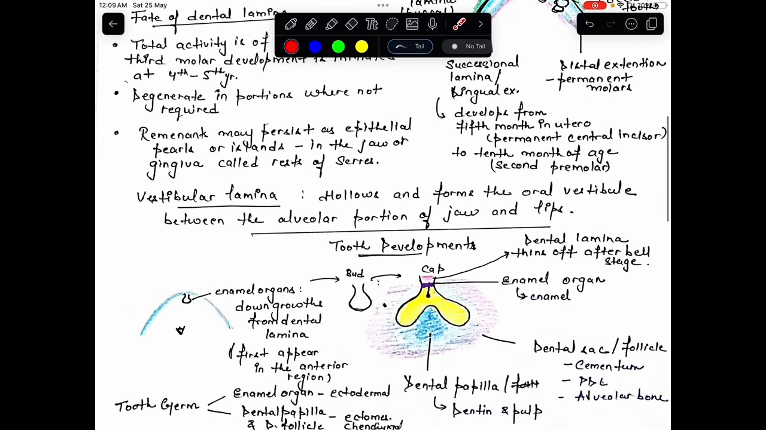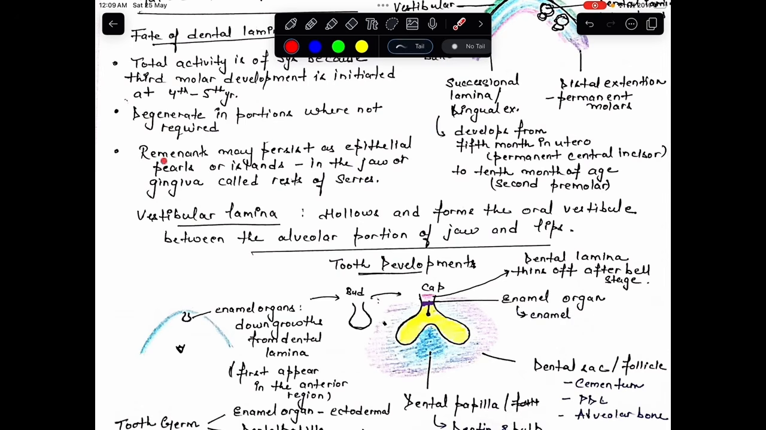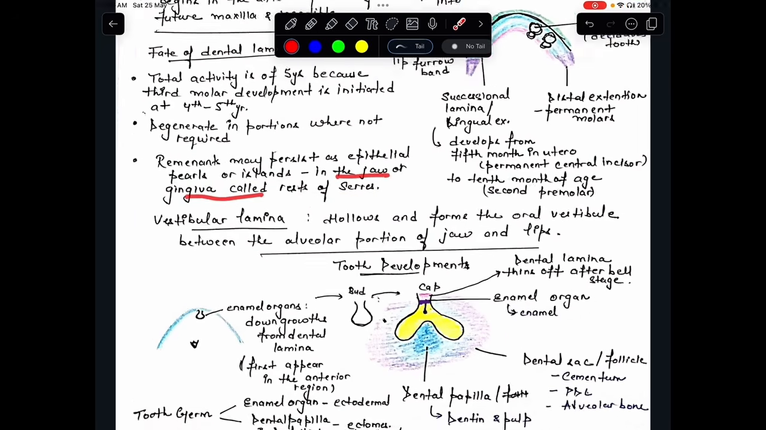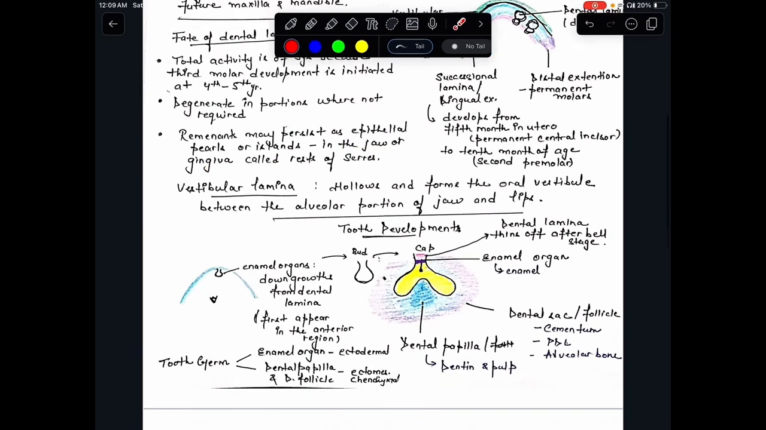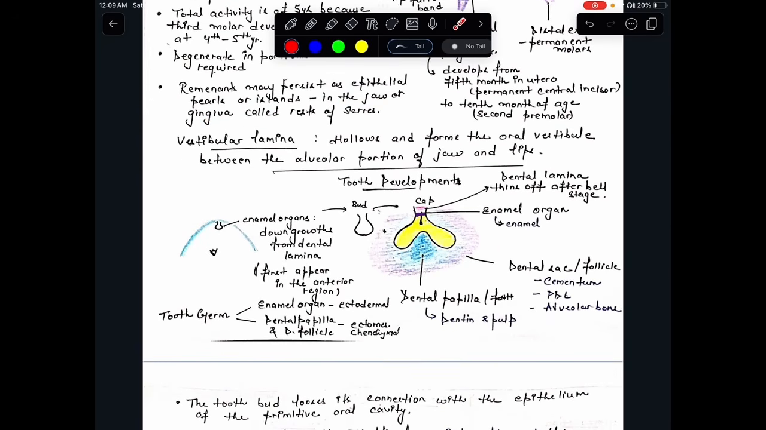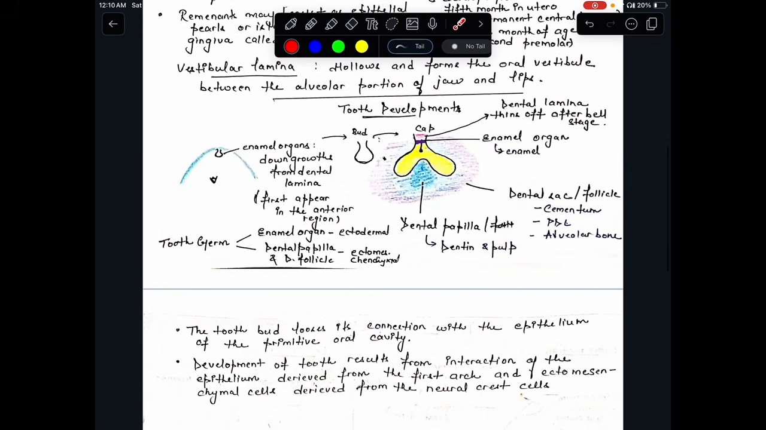And the last thing: the remnants of dental lamina may persist in the form of pearls, which just means tiny spherical ball-like structures, and they are called cell rests of Serres. They exist in the jaw and the gingiva where dental lamina exists. Now coming on to the vestibular lamina, I just told you that it hollows out and becomes the space between the cheek and the lip. Okay. Now coming on to tooth development.